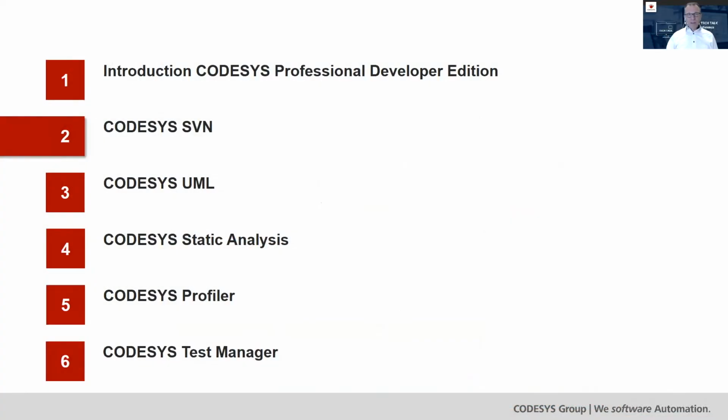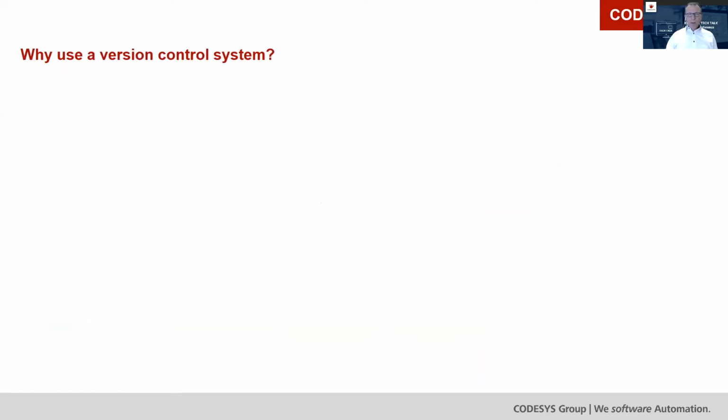So let's go into the details and start with Codesys SVN. SVN is the abbreviation for Subversion. And perhaps you ask yourself, hey, why should I use a version control system? What is the benefit? Why do you offer that?